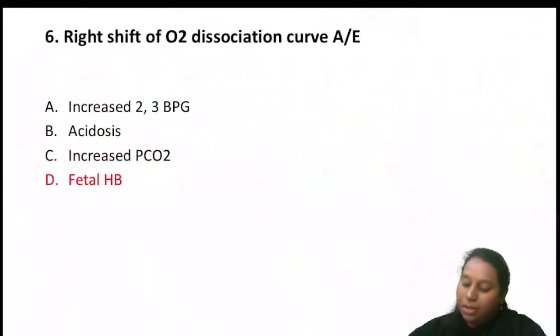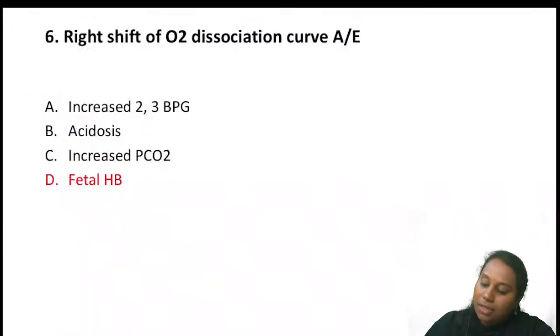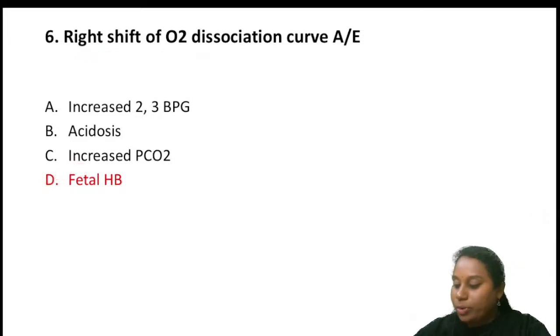Please concentrate. Question number 6. Right shift of oxygen dissociation curve is seen in all except. Answer is option D, fetal hemoglobin.